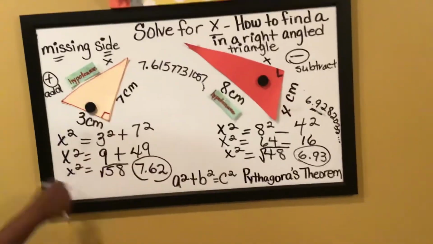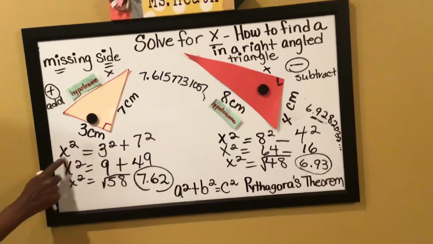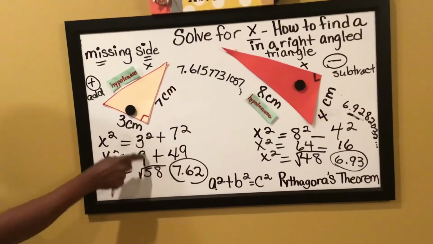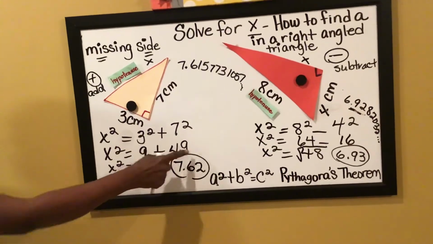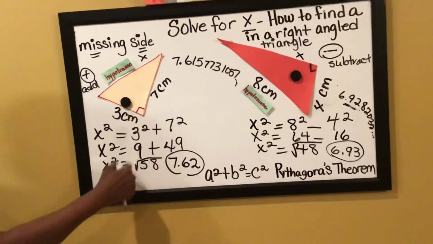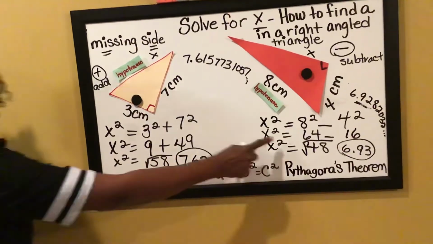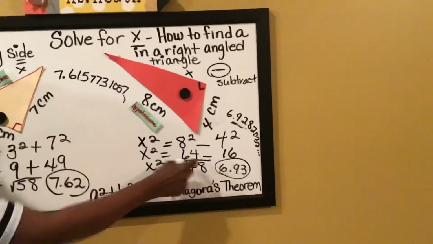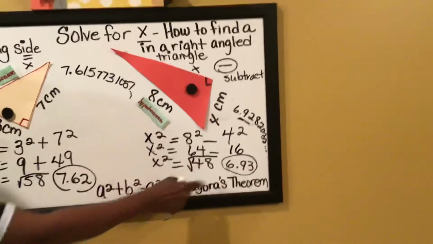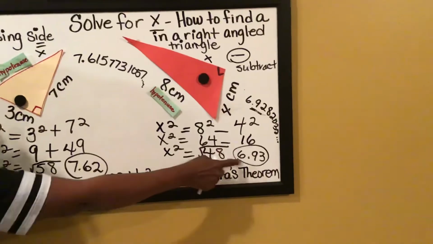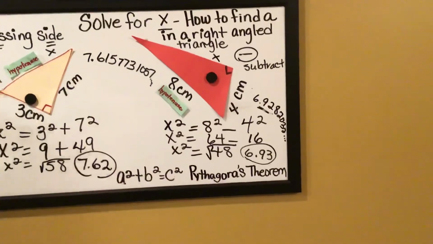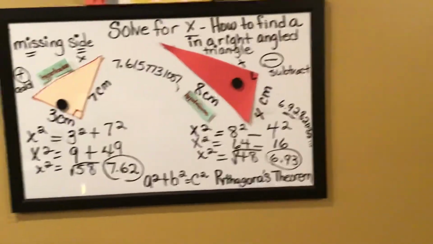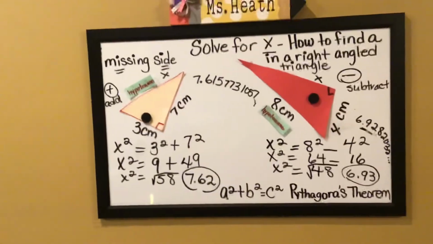So step 1, just bring it down. X squared equals 3 squared plus 7 squared. I square my numbers, and then I add, and then I take my square root. Over here, I subtract, bring everything down. I got 48, and I find the square root. And make sure you round your decimal. Round that decimal.